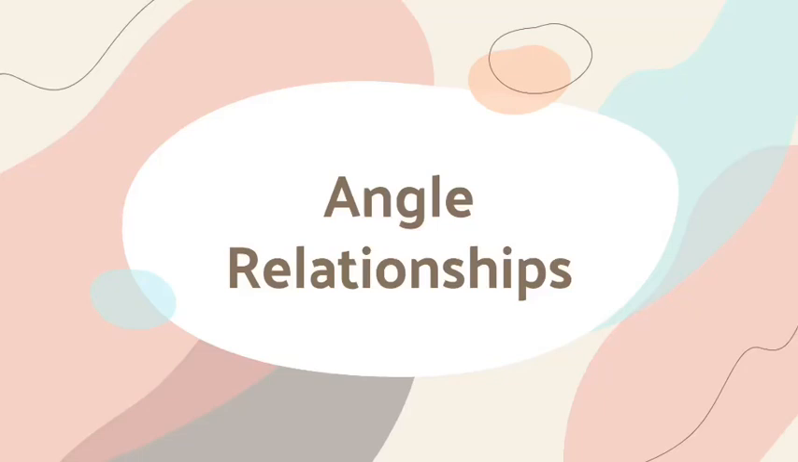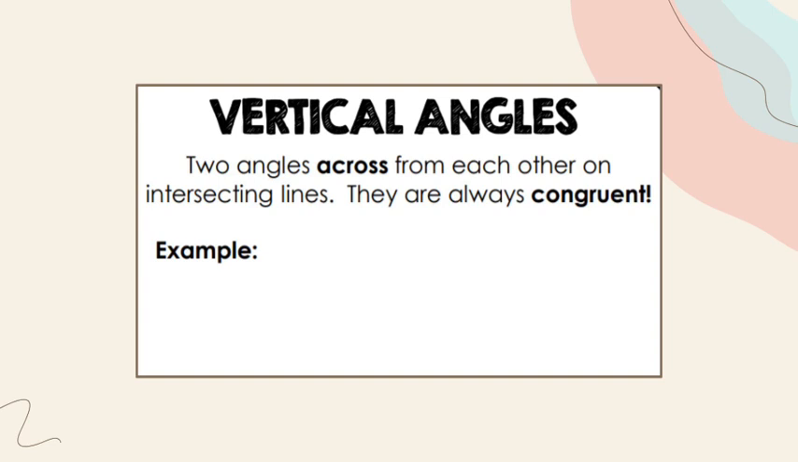Today's video is going to be about angle relationships. First, we'll start with vertical angles. Vertical angles are two angles across from each other on intersecting lines, and they are always congruent.